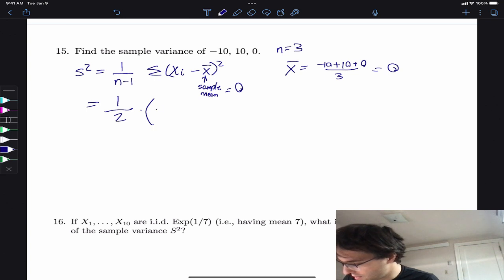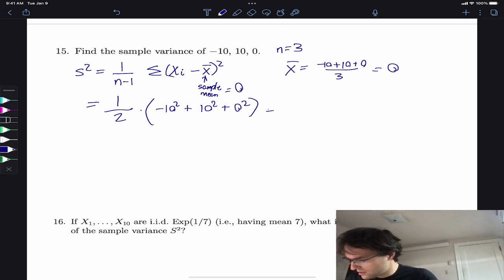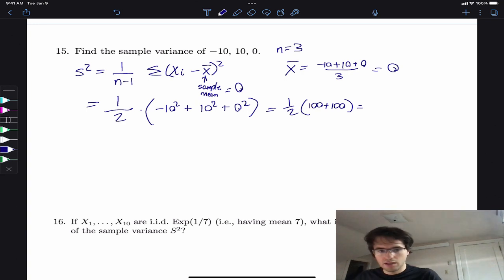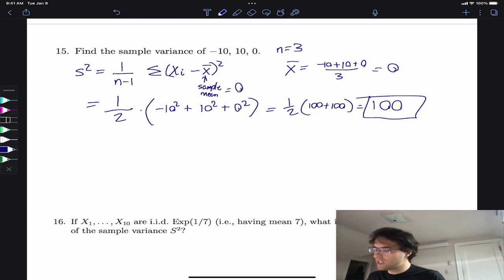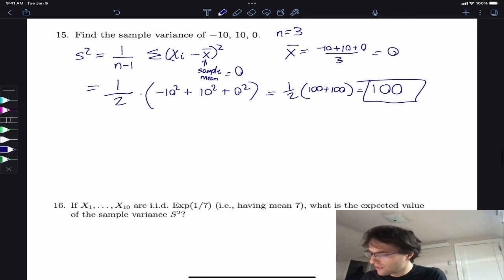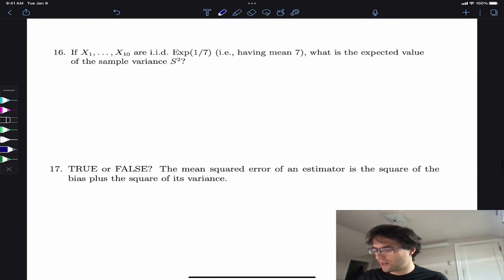So we just have -10 squared plus 10 squared plus 0 squared. And that ends up being 1/2 times 100 plus 100, which is 1/2 of 200, which is 100. And so that's our sample variance. So that's pretty straightforward. So that's that one. Moving on.